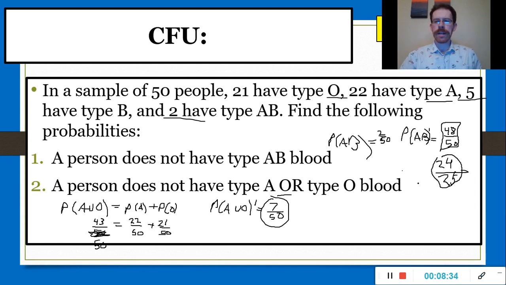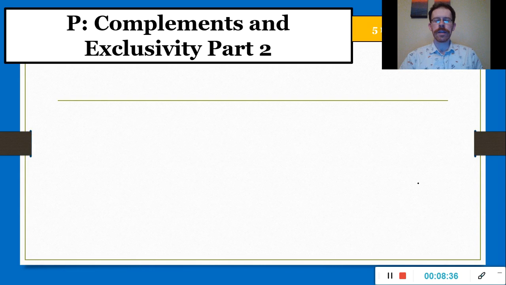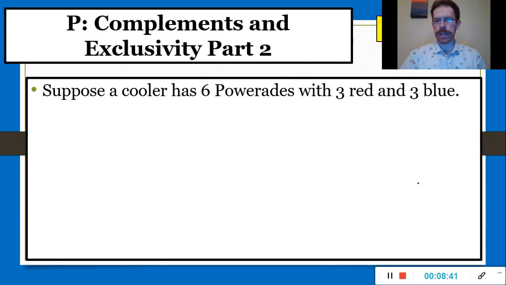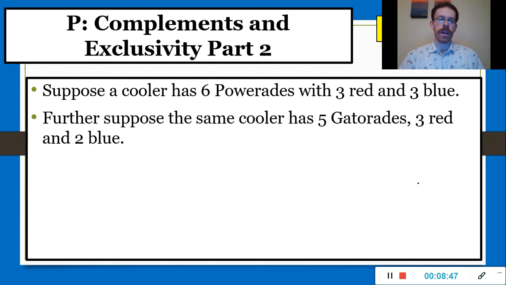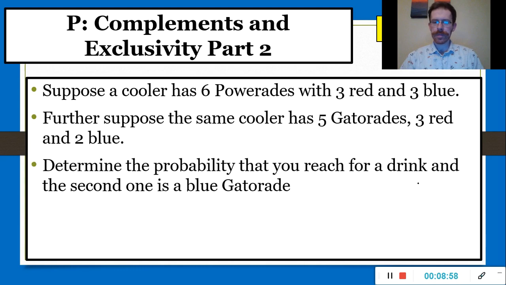Alright, now let's go back to a specific example. Let's go back to exclusivity, complements, and independence. Suppose a cooler has 6 Powerades, with 3 red and 3 blue. Further suppose that the same cooler has 5 Gatorades, 3 red and 2 blue. This should look like a pretty similar example to what we did yesterday, because it's the same data. Determine the probability that you reach for a drink and the second one is a blue Gatorade.